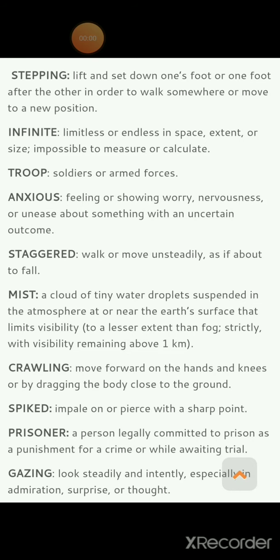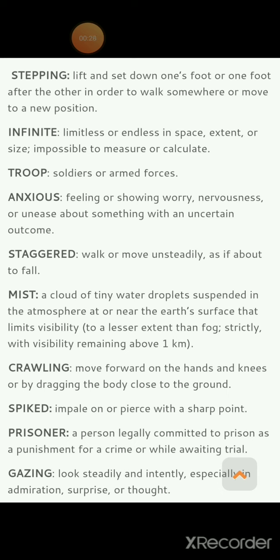The hard words which we will encounter in the story. Stepping: lift and set down one's foot or one foot after the other in order to walk somewhere or move to a new position. Stepping means movement. Here whatever meaning you are getting is according to the context of the story only. So don't get confused, and you will be getting all the notes by evening today.